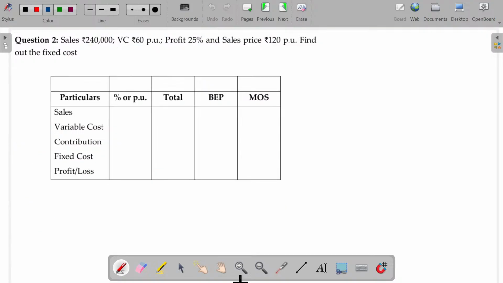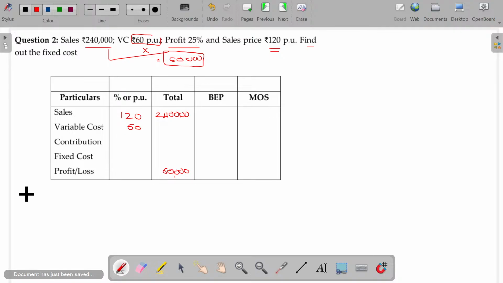Second question. Come on, try to finish off. Sales being 2 lakhs 40,000. Profit being 25%. The variable cost being 60 per unit. Profit being 25% on 2 lakhs 40,000 being 60,000. Sales price per unit being 120. Find out the fixed cost.